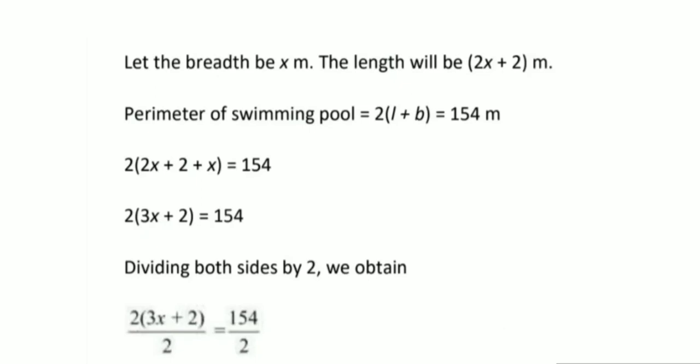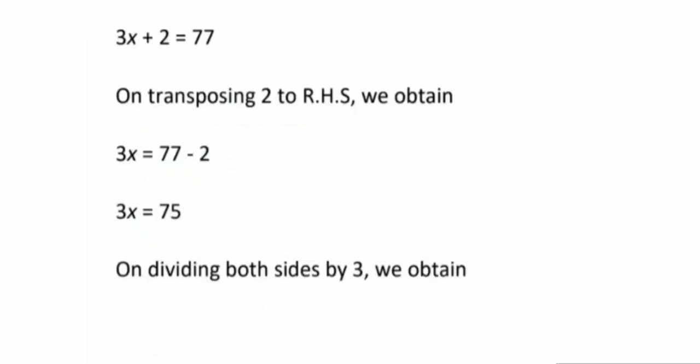Now dividing both sides by 2, we obtain 2 in bracket 3x plus 2 upon 2 is equal to 154 upon 2. So 2 and 2 cancel. What is left? 3x plus 2, and on the right hand side it is 77. So on transposing 2 to the right hand side, we obtain 3x is equal to 77 minus 2. So 3x is equal to 75.